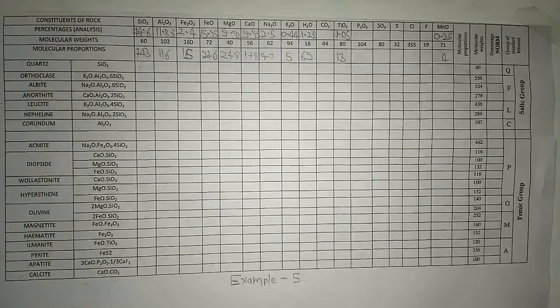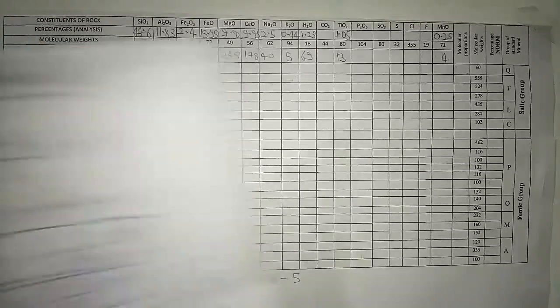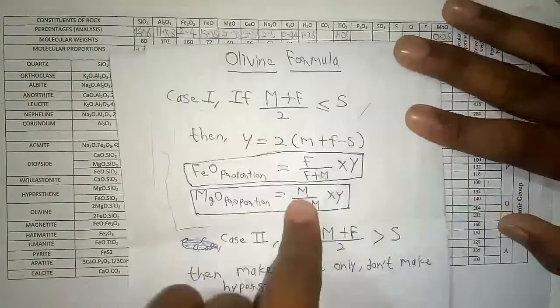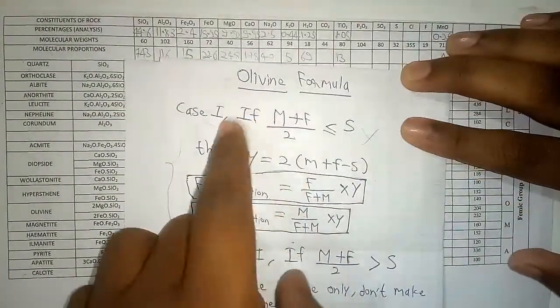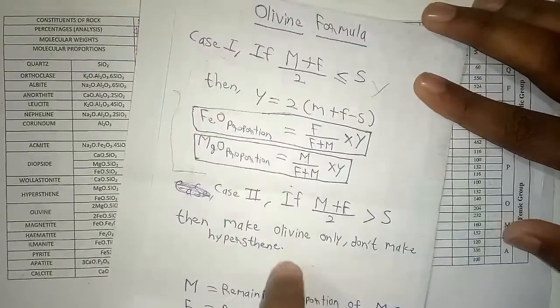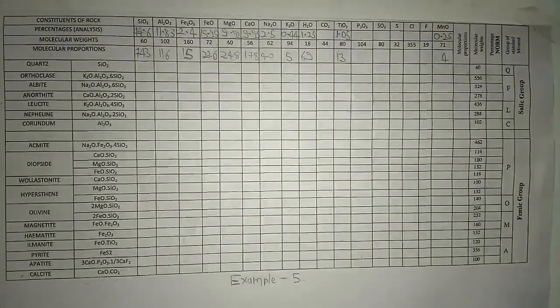Okay friends, this is example number 5, and in this example we will be looking at case 2 of the olivine formula, which you can see. In the last example we did case 1, and now we will be doing case 2. This is part 5 of CIPW norm form, and after this only part 6 is left, and then our CIPW norm form calculation will be over.